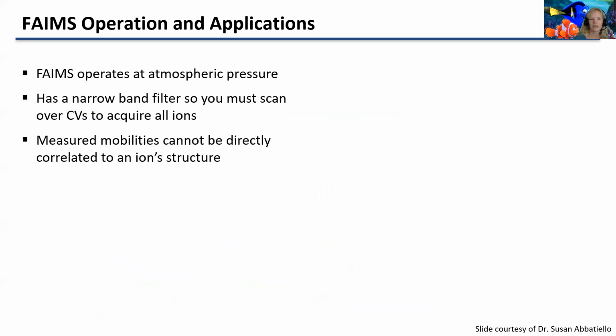So the other 2 techniques I talked about, a majority of the commercial instruments are at lower pressures, but there are several drift tube systems that are at atmospheric pressure. So it can come in atmospheric pressure too. FAIMS has this narrow band filter, so you must scan over CVs to acquire all ions. You have to get them out that little slit. And the measured mobilities cannot be directly correlated to the ion structure, because they're moving different ways in high and low fields. And it's thought that at really high electric fields, the ions could dipole align or do other specific activities that you're not going to see in low field limits.